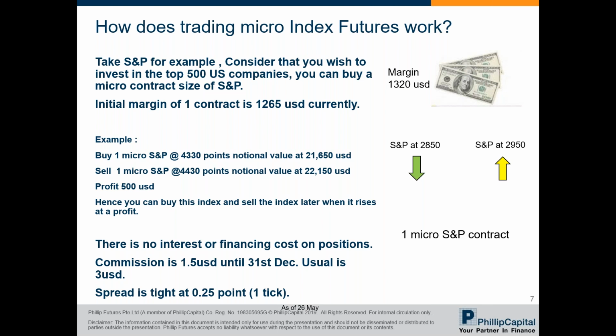So take for example, S&P is trading at 4330 currently. You can enter the market to buy one lot of the micro S&P at 4330 points, which has a notional value of $21,650 US. You can then wait and sell at a higher price when the index rises. For example, if it rises to 4430 points, the notional value becomes 22,150. This means that you would have made a profit of $500 from this trade without buying the actual shares.